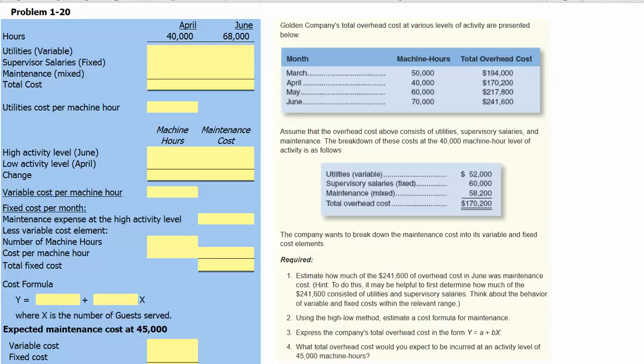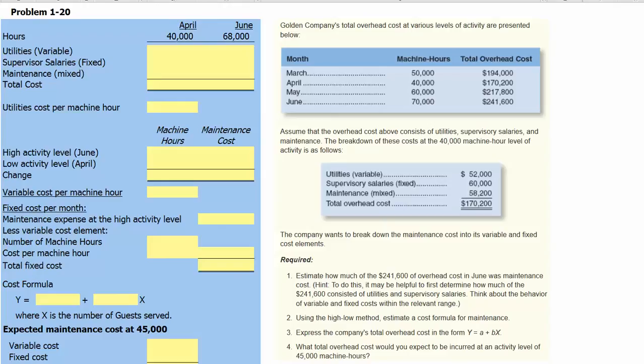In problem 1-20, we're given information regarding the Golden Company's total overhead cost at various levels of activity. We're given the total cost for the months of March, April, May, and June, and we're asked to use that information along with detailed breakdown of the cost for 40,000 machine hours, which was April's activity for utilities, supervisors, and maintenance, to estimate our maintenance cost equation, and then our total overhead cost at 45,000 machine hours.